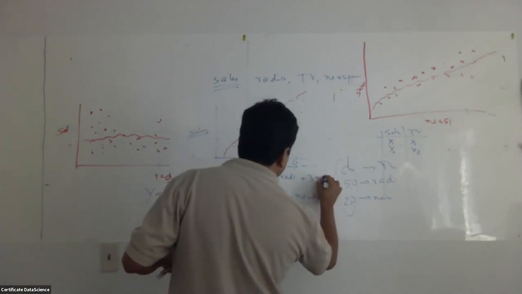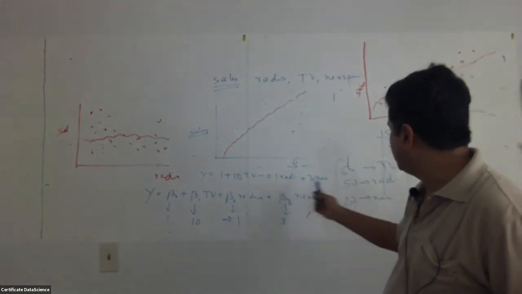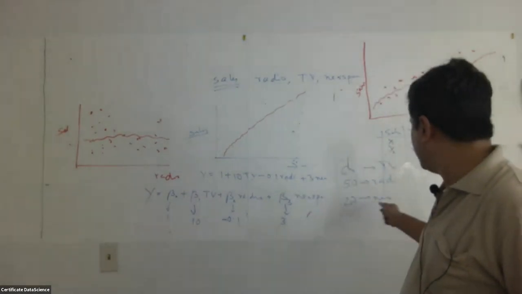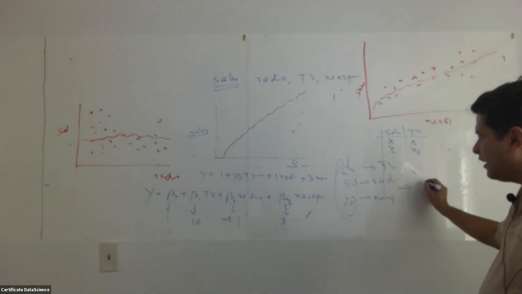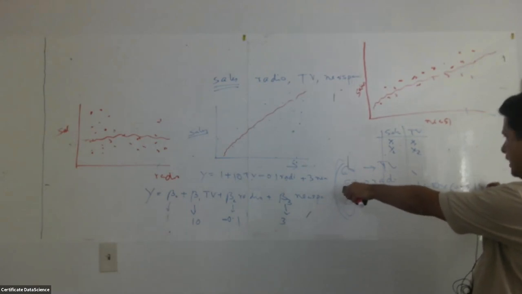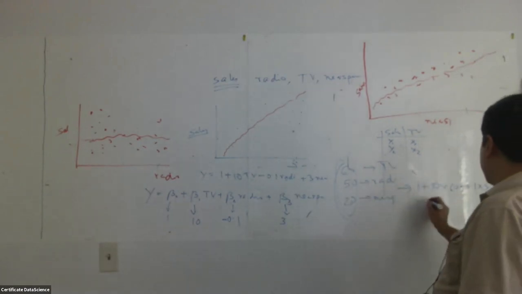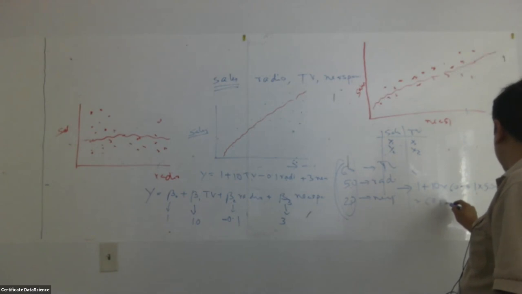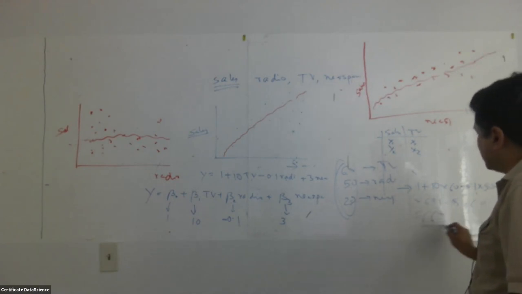So your formula would be 1 plus 10 TV plus minus 0.1 radio plus 3 newspaper. So now your boss says, this is what I have spent. You just plug in TV 60, radio 50, and newspaper 20, and you get your number. So your projection will be 1 plus 10 times 60 for the TV, minus 0.1 times radio, which is 50, plus 3 times 20. Whatever number you get, that would be your Y. So this is 600 plus 1, 601, so some 660 or something. That is your projection.